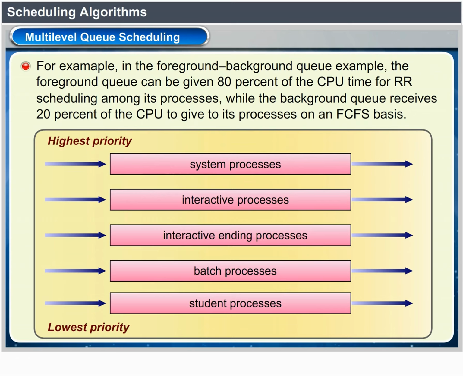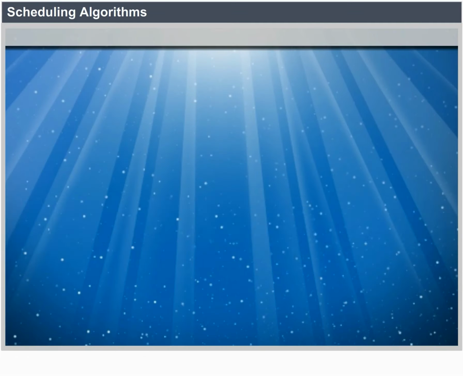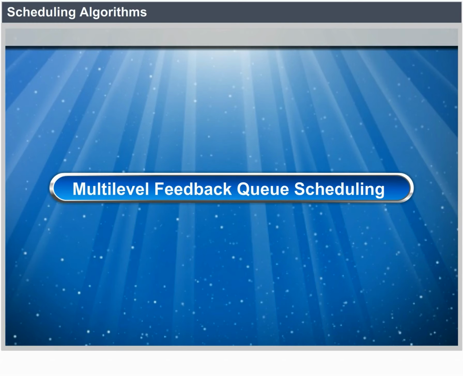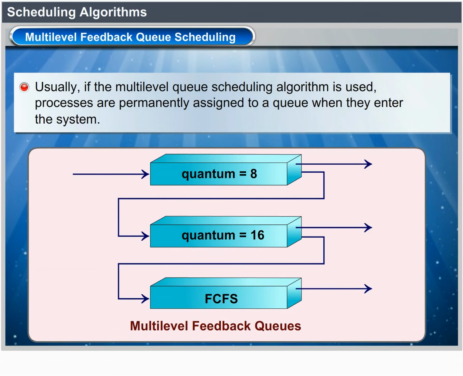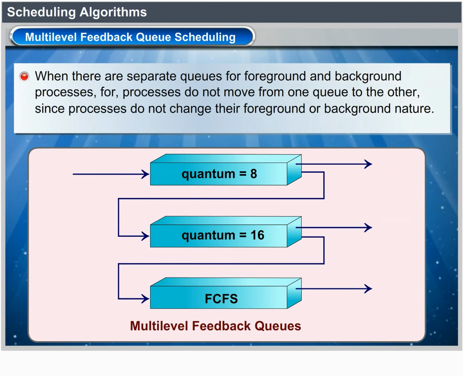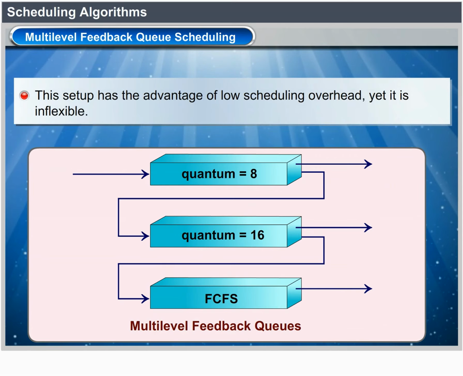Multi-level feedback queue scheduling. Normally, when the multi-level queue scheduling algorithm is used, processes are permanently assigned to a queue when they enter the system. If there are separate queues for foreground and background processes, for example, processes do not move from one queue to the other since processes do not change their foreground or background nature. This setup has the advantage of low scheduling overhead, but it is inflexible.